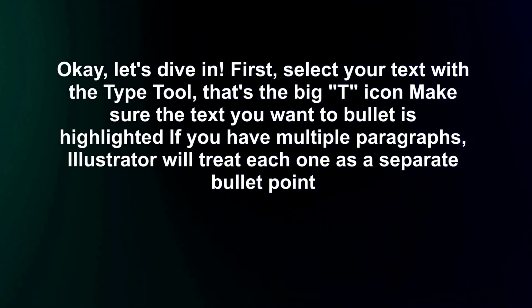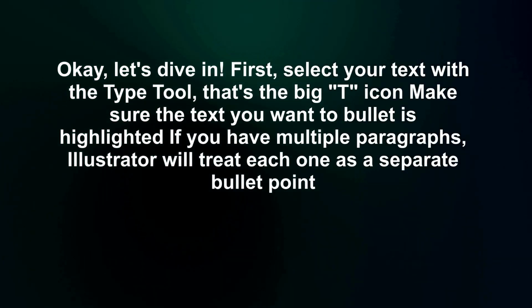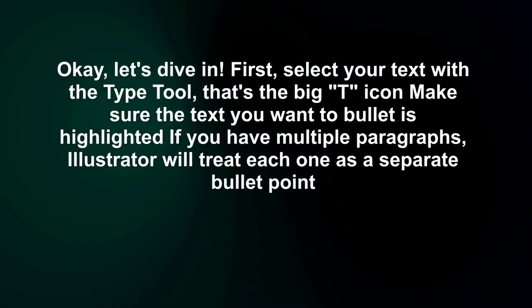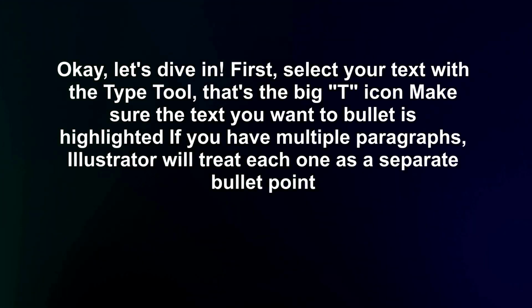That's the big T icon. Make sure the text you want to bullet is highlighted. If you have multiple paragraphs, Illustrator will treat each one as a separate bullet point.